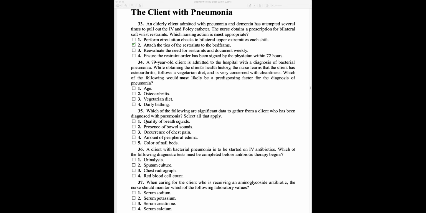And remember, we never just jump to restraints. You have to try other things. For example, maybe a sitter. Okay, moving the patient closer to the nurse's station and a sitter and things of that nature. However, they need the IV probably to get IV antibiotics. So if they keep trying to pull it out, regardless of what we do, the healthcare provider may eventually order restraints as a last resort.